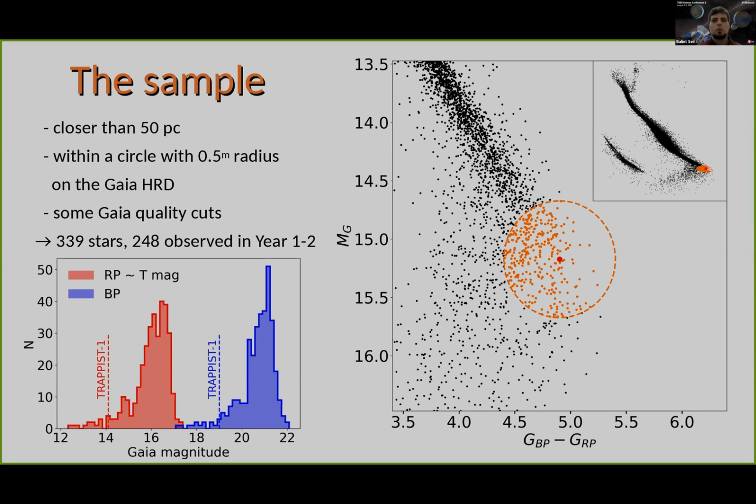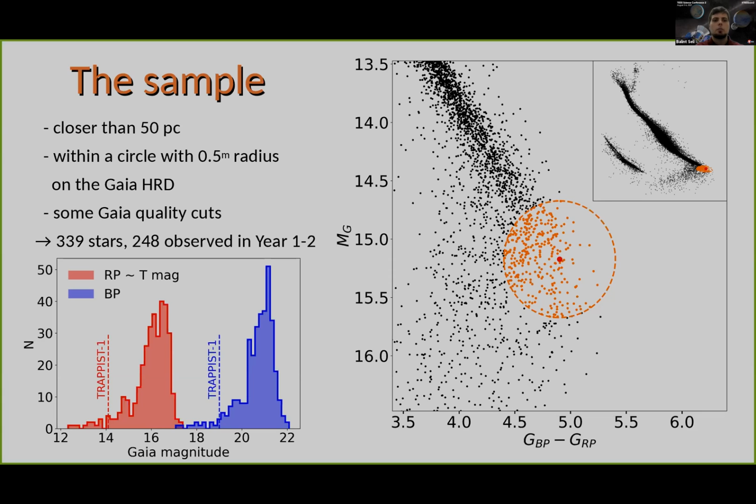To construct this sample, we used really simple criteria. We plotted TRAPPIST-1 on the Gaia color-magnitude diagram, drew a circle with a half-magnitude radius, and all the stars within this circle become part of our sample, provided that they're closer than 50 parsec and they satisfy some Gaia quality cuts. Overall, we had more than 300 of these objects, with more than 200 of them being observed in the first 2 years of the TESS mission.